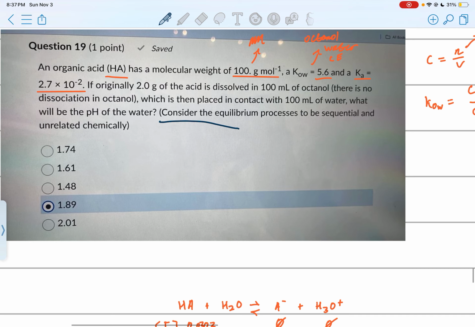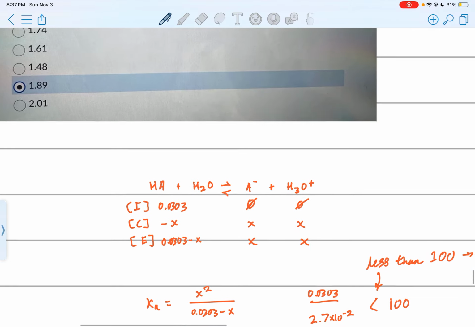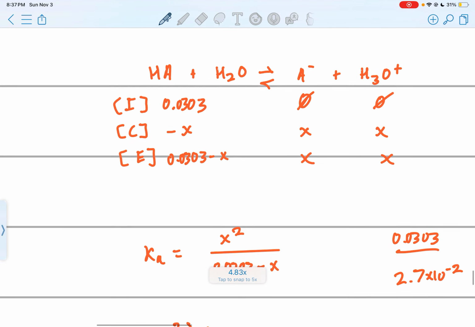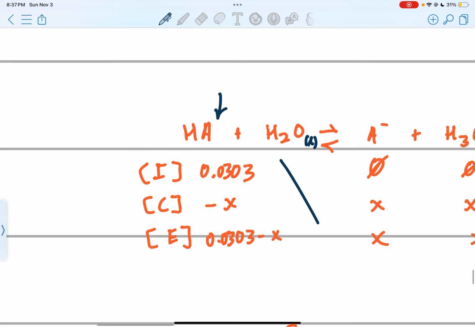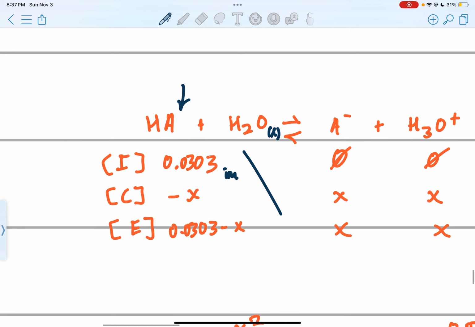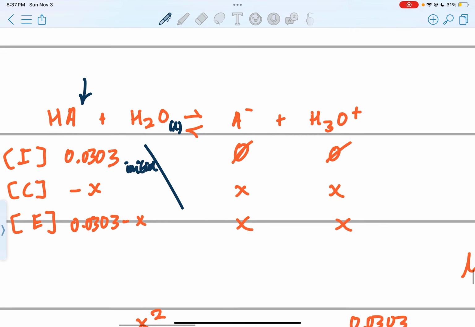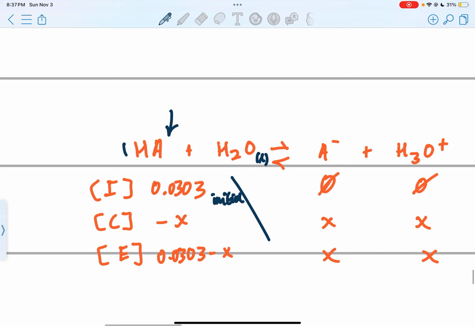So it says right here, consider the equilibrium process to be sequential and unrelated chemically. So that simplifies it for us, okay? So you can see my ICE table set up here. So this is the initial amount. So we have none of water because this is a liquid, and we don't include it in our equilibrium calculations. This is our acid, and we calculated the initial amount here. The change is going to be minus x, and all the coefficients are 1, because if you recall from class, for acids it's usually just going to be 1 because they're monoprotic.